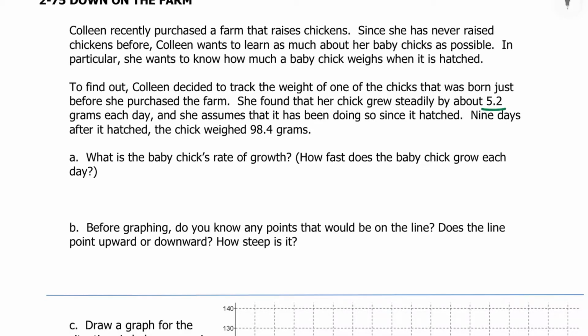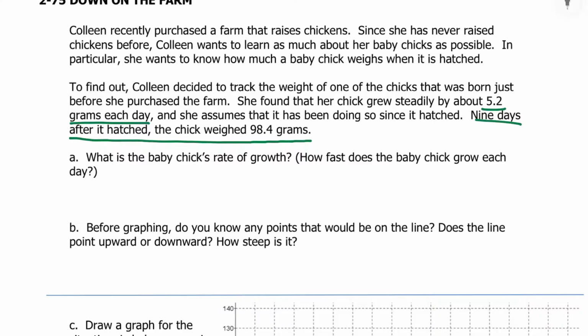So I'm going to underline that for later use because it's my first number. And she assumes that it has been doing so since it hatched. 9 days after it hatched, the chick weighed 98.4 grams. So again, I'm underlining the important information. Part A, it says, what is the chick's rate of growth? How fast does the baby chick grow each day? It said at the top here where I just drew an underline, 5.2 grams each day.